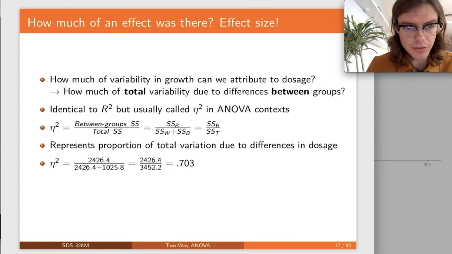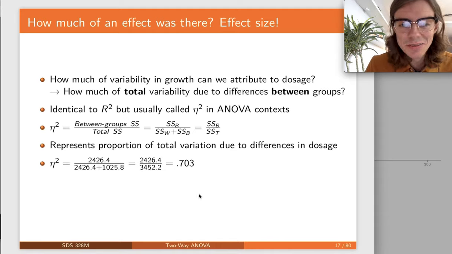Yeah, 3,452.2 is your total sum of squares. So out of the total, how much is due to differences between groups? About 70%, 70.3%, which is actually pretty good. Looks like vitamin C is really explaining a lot of the differences in tooth growth between guinea pigs.